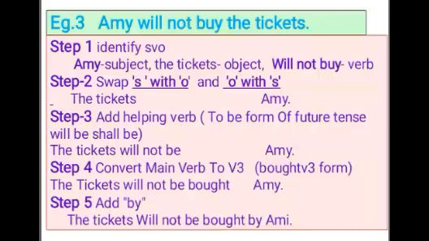Step 3 is to add the helping verb. Helping verb of future tense: will be, shall be. So tickets will. Now we have added not between will and be. And then Amy is written at the end. Step 4, convert the main verb to V3. Third form of buy is bought. So bought is written after be. And step 5 is to add by. Look at the complete passive sentence. The tickets will not be bought by Amy.